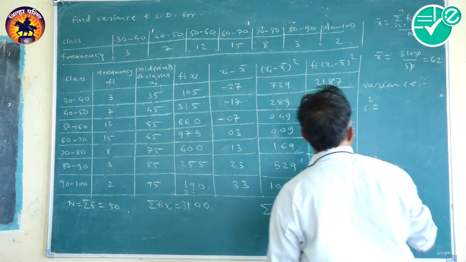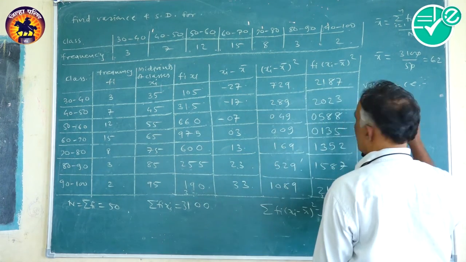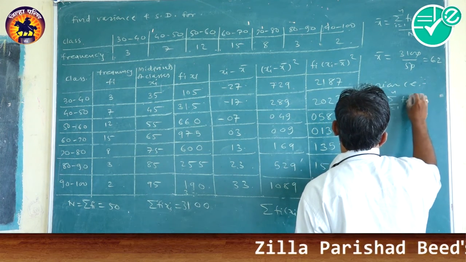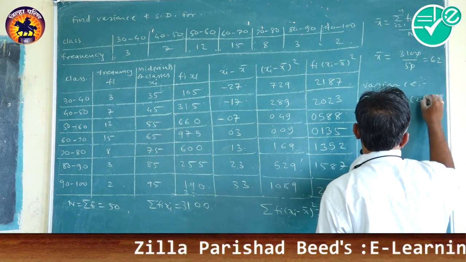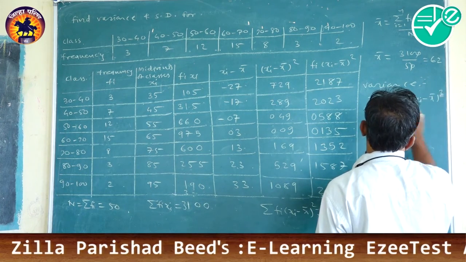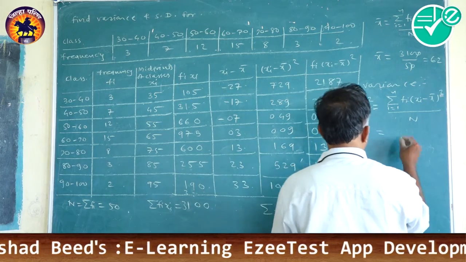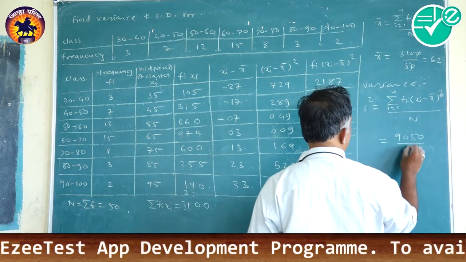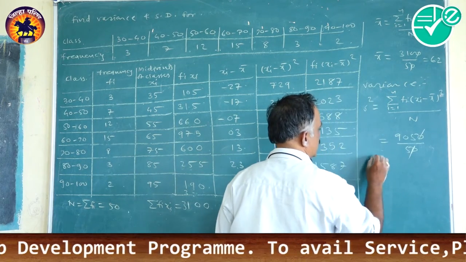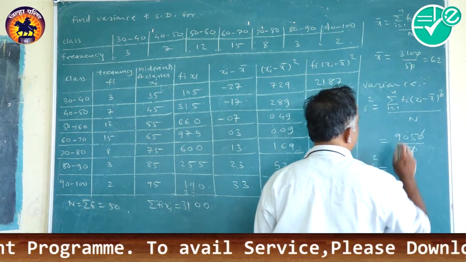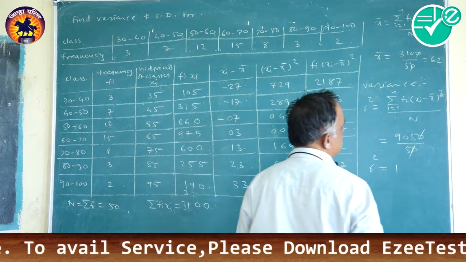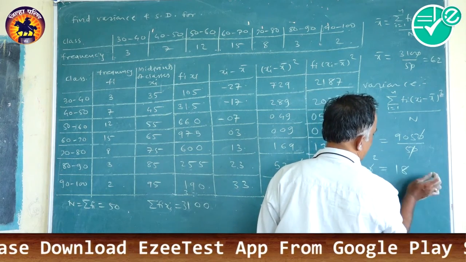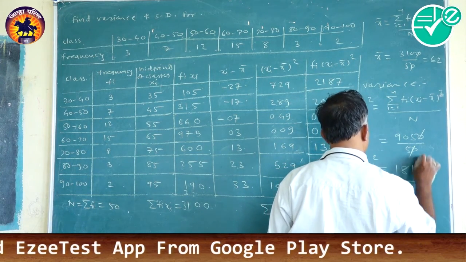Sigma square is equal to, what is it? Sigma i equal to 1 to n fi (xi minus x bar) whole square divided by n, and that is equal to 9050 divided by 50. 0 cancels with 0, so sigma square is equal to 181.